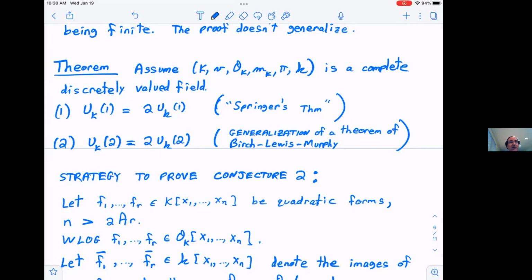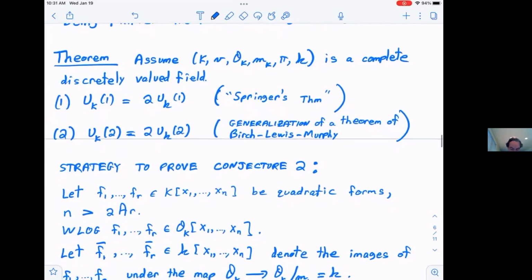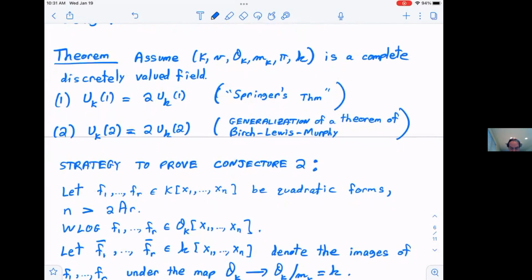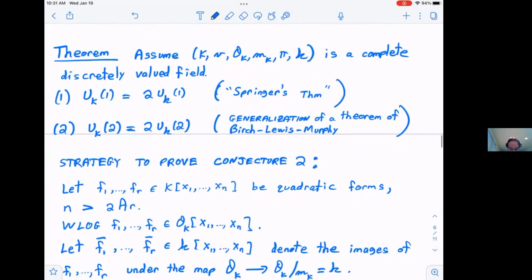Now, I'm assuming the hypotheses that I stated earlier in conjecture 2, that we are assuming something about systems of quadratic forms, the u-invariants, over the residue field. We are assuming knowledge of that. Well, the first thing is we can assume that F1 through FR has integer coefficients just by clearing the denominators. So we will always assume that the coefficients lie in O sub k, the ring of integers.